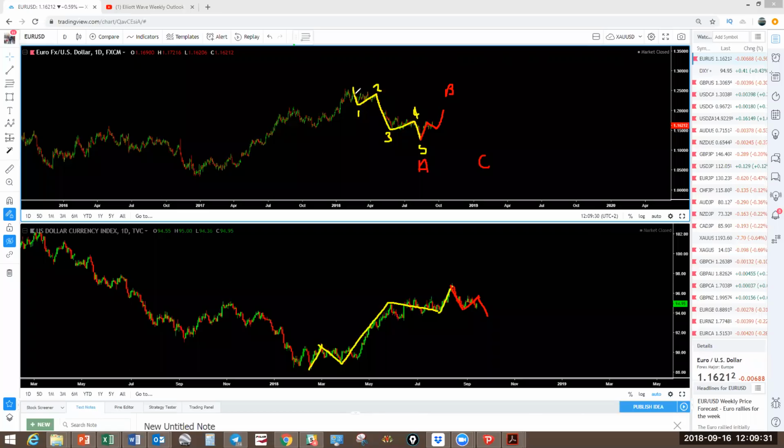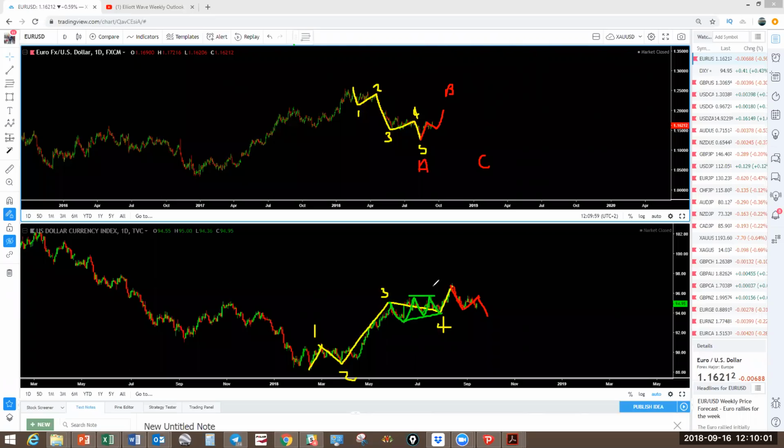This makes a lot of sense, and you'll see that gold and silver are following the exact same structure. So the correlation is prevalent on both pairs. If I put the numbers on the bottom one, 1, 2, 3, 4, this is a running triangle, and this is your running triangle. A running triangle goes something like this in the lower degree. This is A, B, C, D, E, and then it bounces to the upside. That was your triangle, a running triangle.